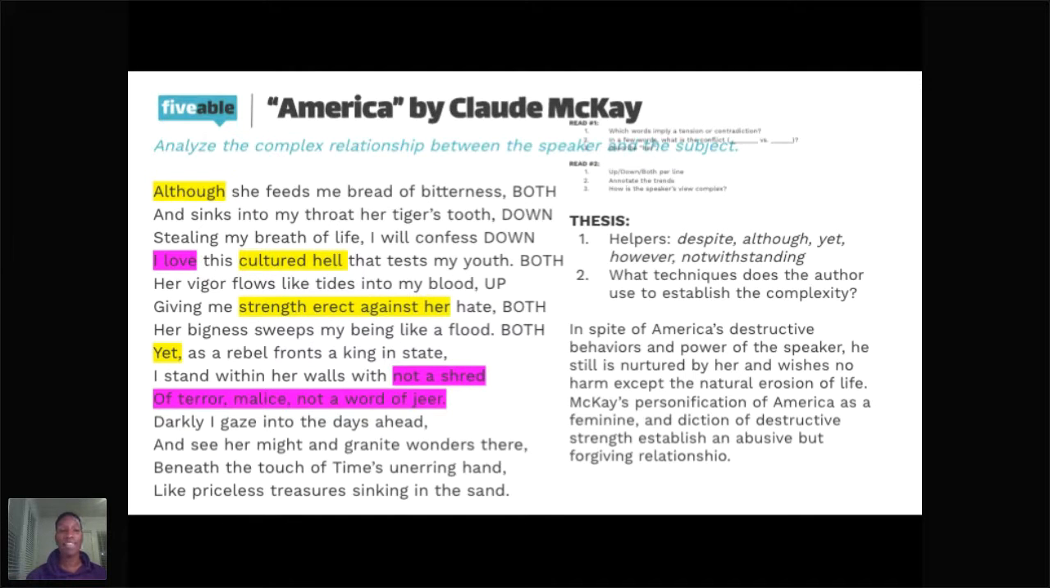Does anybody have anything that I did too quickly, or you didn't quite understand, or how this might work in steps for a completely different poem? Drop that in the chat.